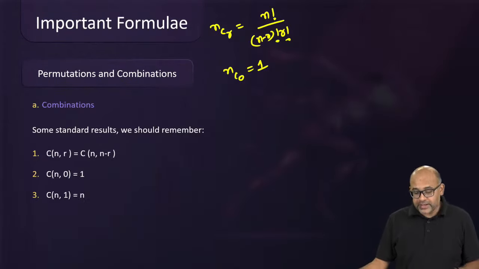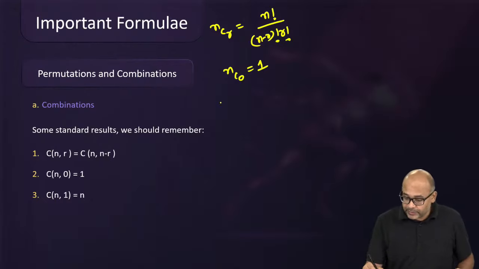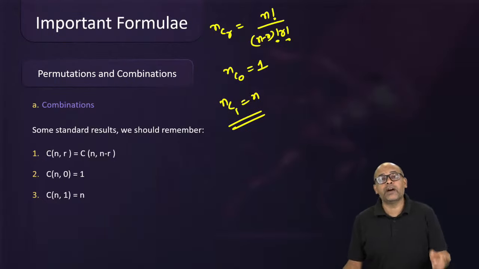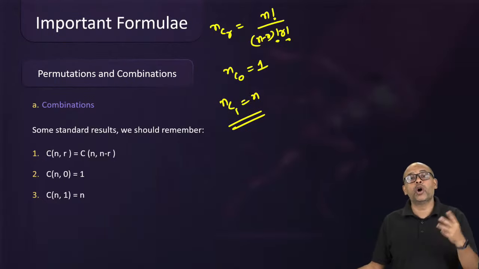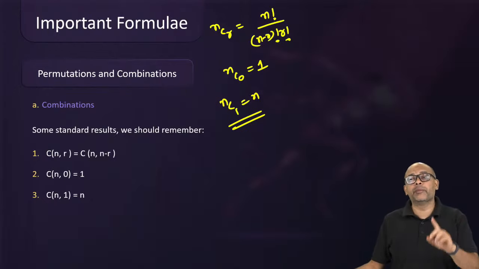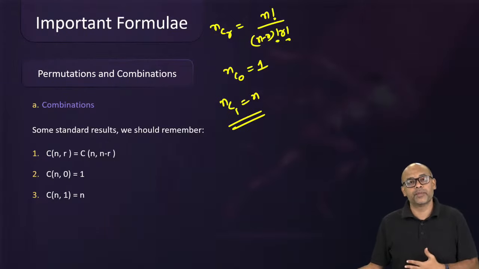The next one is NC1 is n. What does it mean? The logical meaning is, if there are 10 people, I have to pass only one person. How many ways can I do it? So choosing one person out of 10 people can be done only in 10 ways, right? Because either first person or second person or third person and so on and so forth.